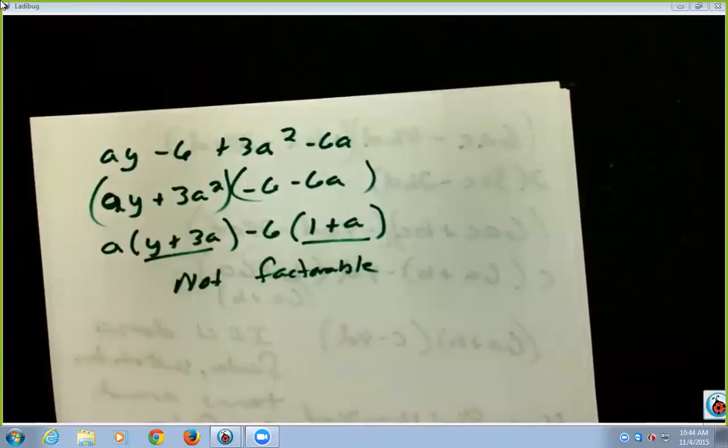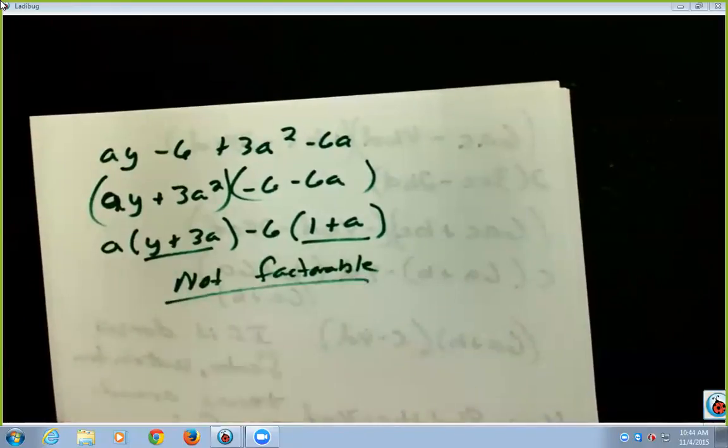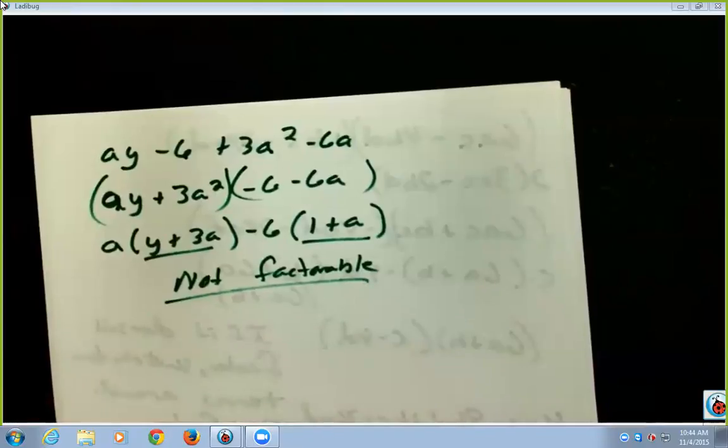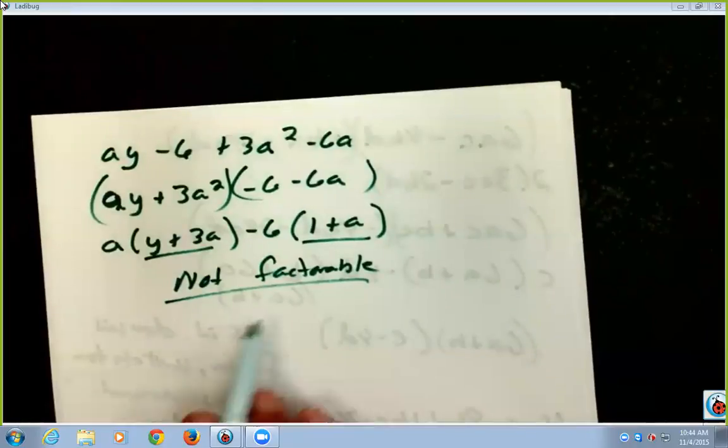So I can't factor it. I can't do anything with it. So I can't change it. I can't manipulate it. I can't get it to do anything. So we just have to put on there not factorable so that we can't end up doing that piece. Okay? So you want to watch that and see what happens with it.